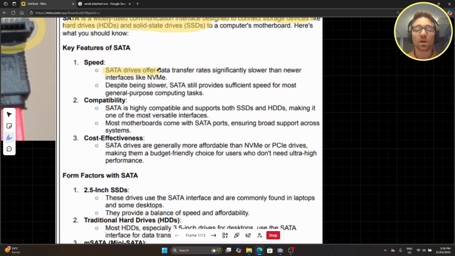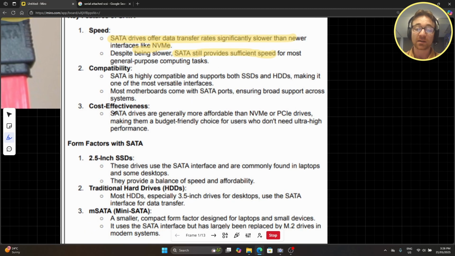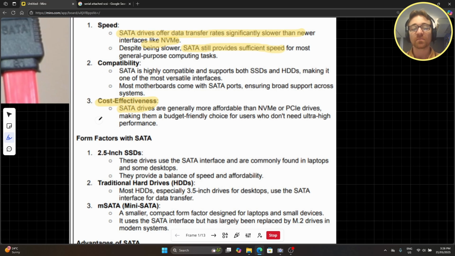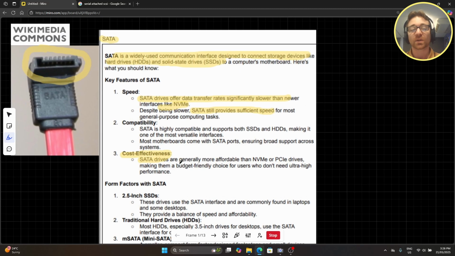SATA drives are slower than NVMe drives. NVMe is the fastest. But despite being slower, SATA still provides pretty good speeds for most general purpose computing tasks. It's good enough to get the job done, and it can actually be pretty quick, to be honest with you. It's still really good, just not as quick as NVMe. You may want to go with SATA if you're trying to be cost effective. Maybe you don't want to dish out money for an NVMe drive. Maybe you're okay with SATA because you don't really need that super fast communication. That might be something that you want to toss up when choosing between NVMe and SATA. NVMe is really quick, but it's going to be more expensive. SATA, not so quick, but it definitely gets the job done for most things.